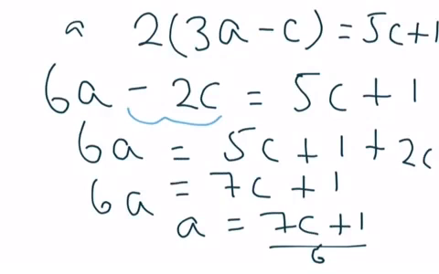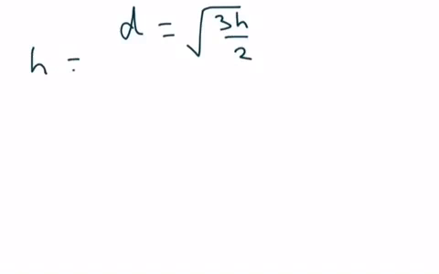The next question then is slightly more challenging, but let's have a go at it. And you'll see that the same concepts that we applied in the first question also apply here. So in this question, we have an equation which is d equals the square root of 3h over 2, and what we're asked to do is to make h the subject of the formula, so h equals something.